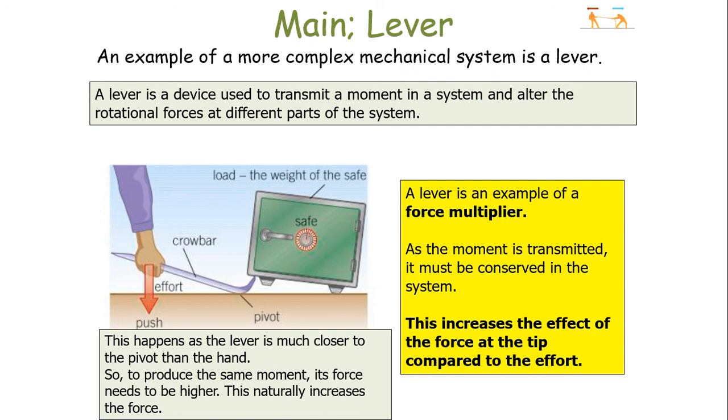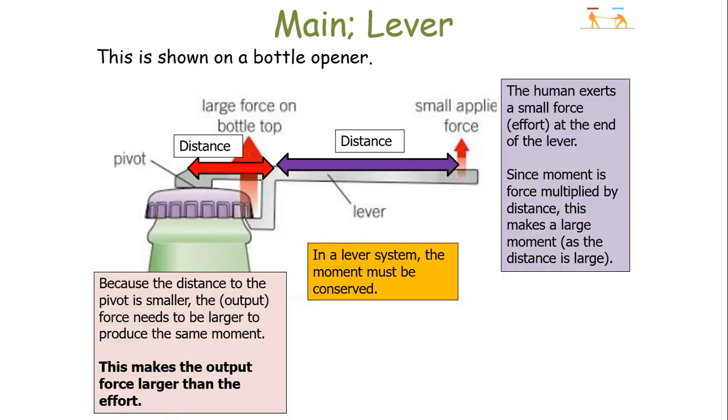So just remember, what's the equation for a moment? Well, moment equals force times distance. So if you've got to keep the moment the same, what you would do to get a bigger force is to decrease the distance, because if the distance is a smaller number, the force is a bigger number to get to the same moment. So look at this particular example.